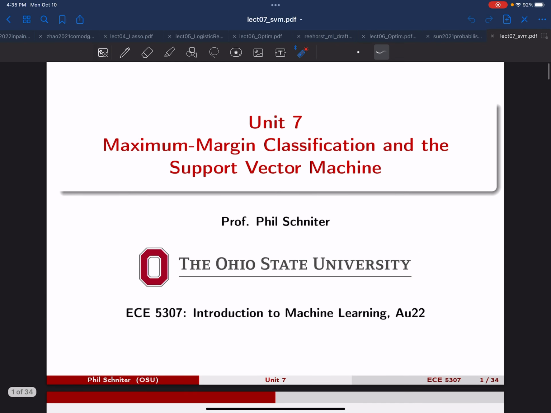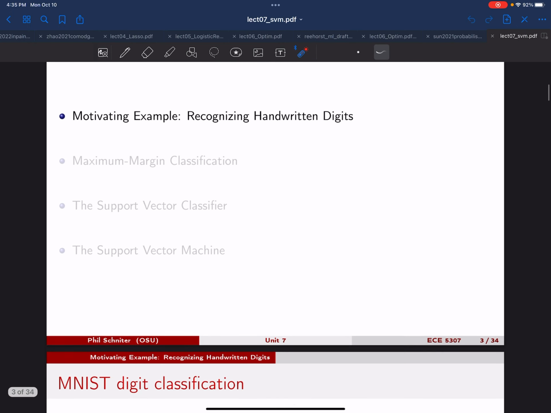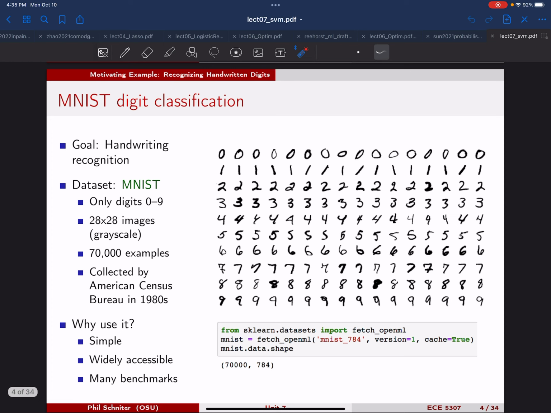This unit is called Maximum Margin Classification and the Support Vector Machine. To start out, we'll just be talking about nothing very technical. Let's first talk about the data set we're going to be working with. This is a very famous data set in machine learning. It's called the MNIST digit data set. It has small pictures, 28 by 28, in grayscale, so they basically have brightnesses between 0 and 255.